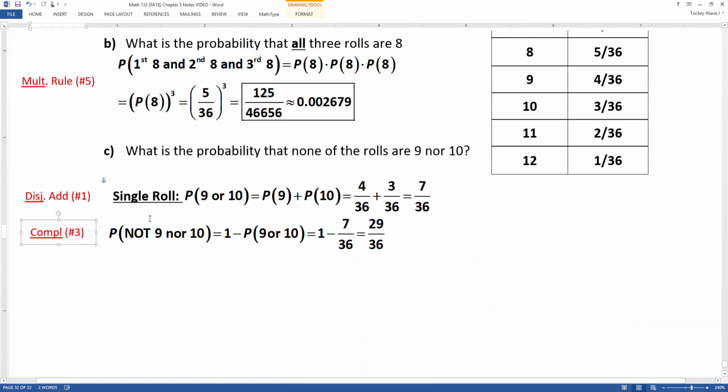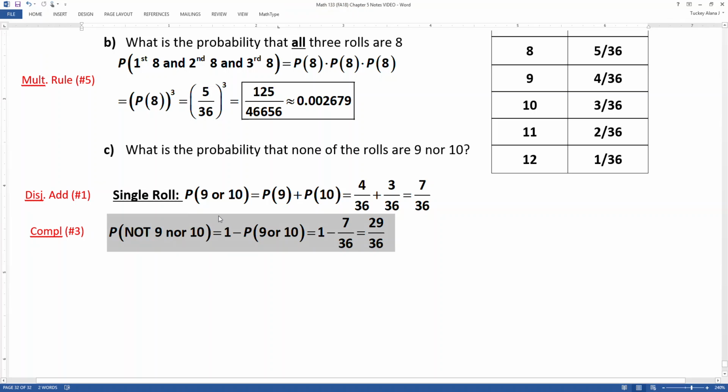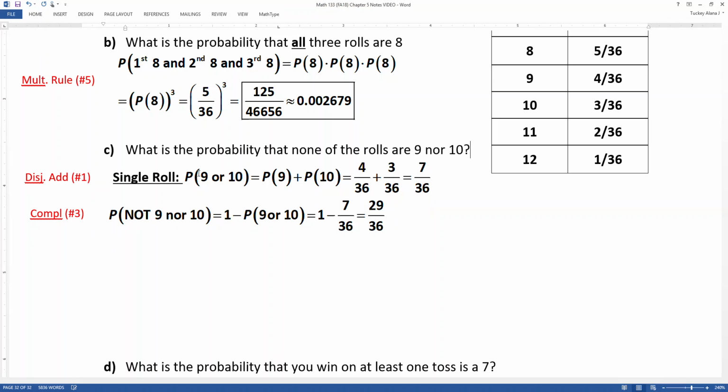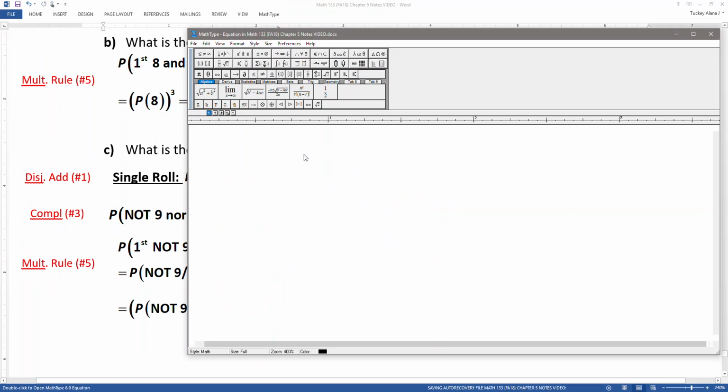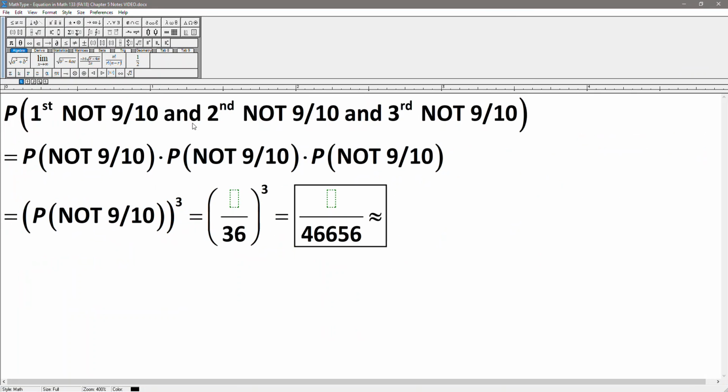Okay, so now I want to take those numbers and I want to use them for 3 rolls. So I want to say, okay, so when I toss it 3 times, what's the chances that none of the rolls are 9 nor 10? Okay, so I want the first roll to not be a 9 or 10. I want the second roll to not be a 9 or 10. And I want the third roll to not be a 9 or 10. So that's the probability of not 9 or 10 times itself 3 times because there's an and in there. So that's the probability of not 9 or 10 to the third power.